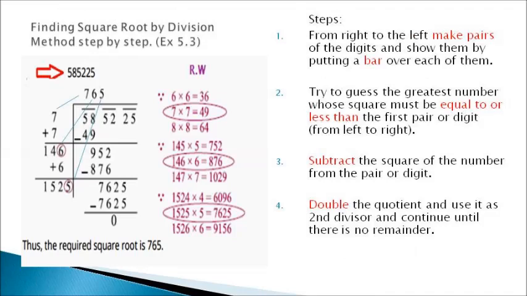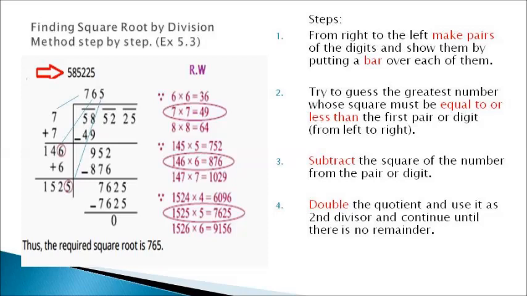The other method of finding square root is the division method. But students, this is not the regular division method that you have already done in the previous classes. In this division method, you are only given one number, that is the dividend, and the divisor is not given. So how will we proceed with the division? Let's see. Step 1. From right to left, make pairs of the digits and show them by putting a bar over each of them. Look at the example.